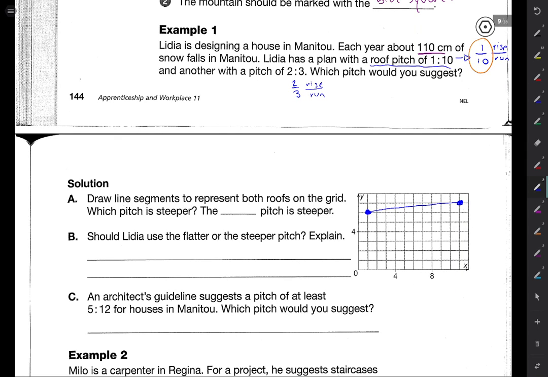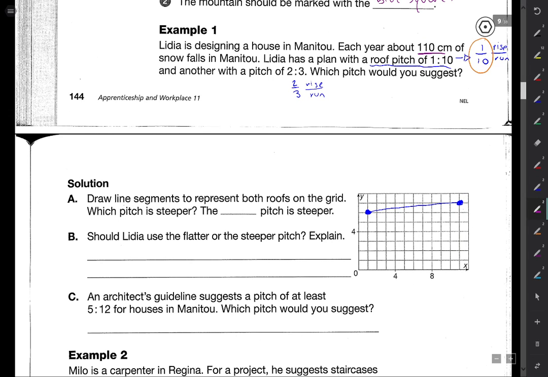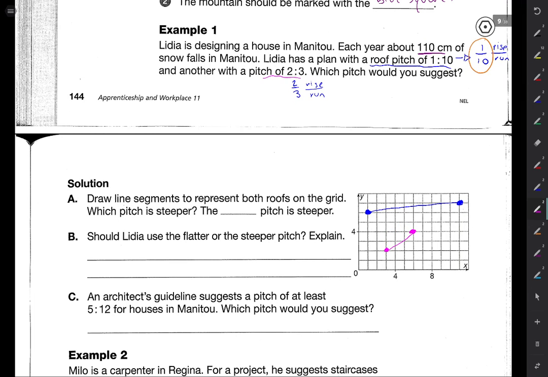Now let's do the second pitch. We have 2 over 3. So I'm going to start that line anywhere on the graph. I'll do it right here. And now we are going to rise 2, so 1, 2, and run 3. 1, 2, 3. So that line is going to end right over here. So there are the 2 pitches of the roofs that Lydia is thinking of planning her house with.